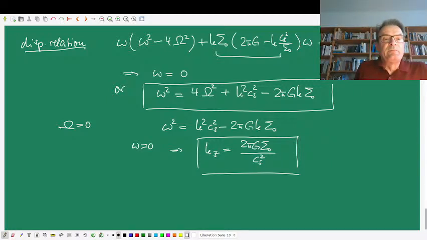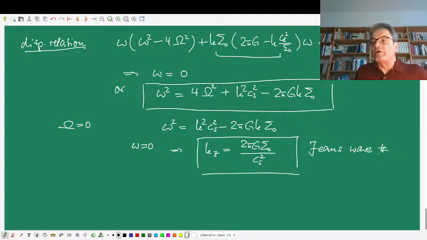All right, again, we go to the limit of a very slowly rotating disk. We go to the boundary line between stability and instability with a small capital omega equals 0 as well. And this leads to the Jeans wave number separating between stability and instability. Okay, now, you see that if you return to the complete dispersion relation here, omega squared is 4 capital omega squared plus k squared cs squared minus 2 pi G k sigma 0. You see from there that omega squared can be positive and negative.